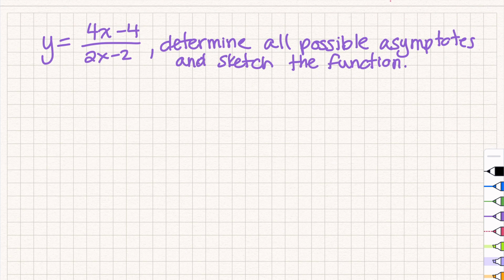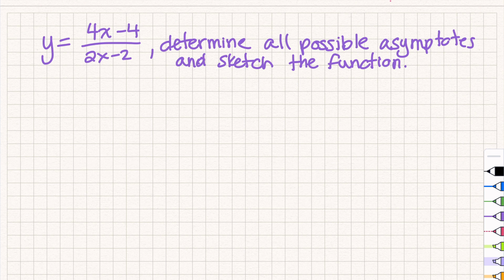As you're sketching, you'll get the hang of it, and you'll notice with specific functions, you'll know right away what type of functions you're going to have, because you'll be able to recognize how many asymptotes you have, where they are, what the behavior of the function is going to look like.